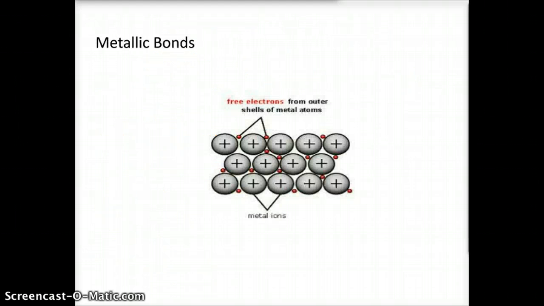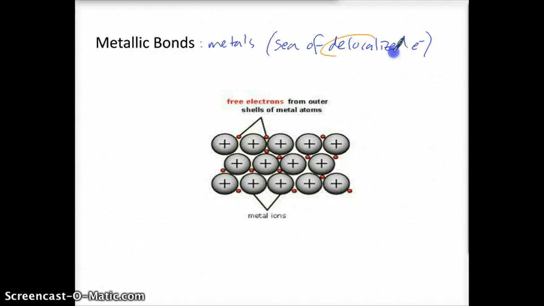What about metallic bonds? Metallic bonds form with metals, and what's special about them? They have what's called a sea of delocalized electrons. What do we mean by delocalized? Delocalized basically just means free, as shown in this diagram. So these are all metal ions with these positive charges, and the red circles are the electrons. And these electrons can move freely over all of these atoms. They're not stuck to one particular atom.